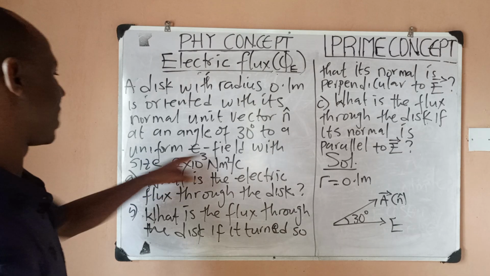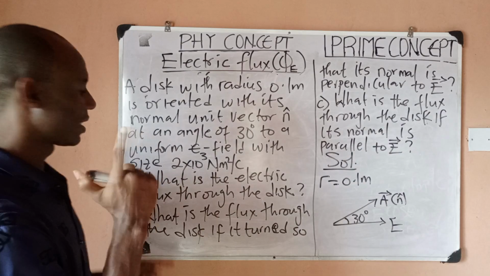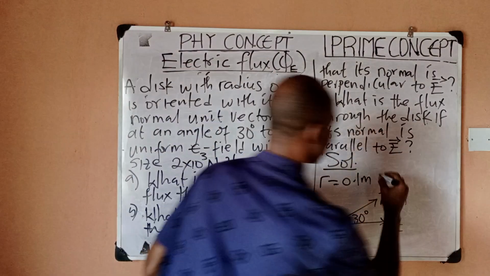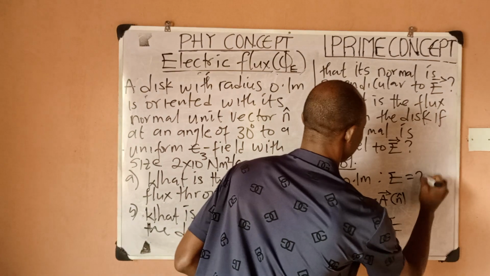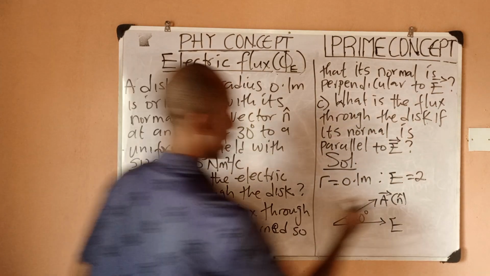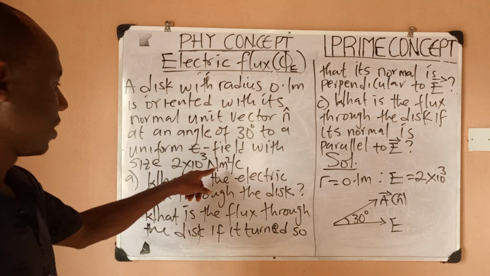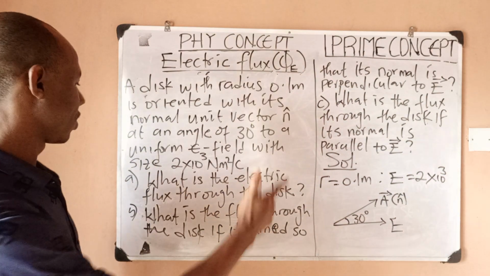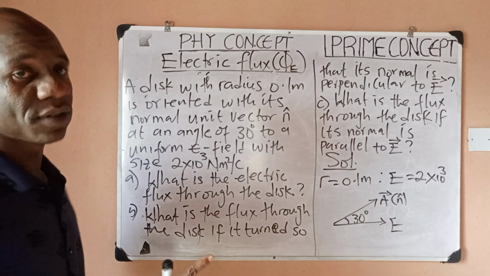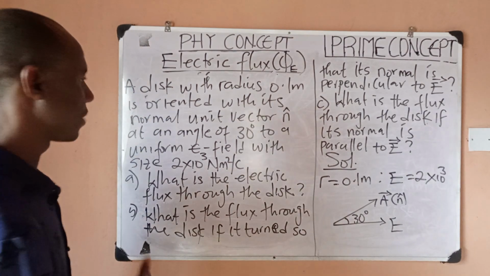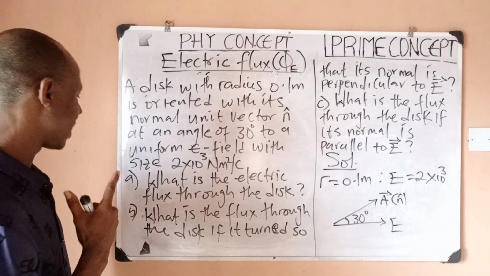Now, to a uniform electric field with size. So the size of the electric field, E, is 2 times 10 to the power 3 in the SI unit, Newton meter square per coulomb. And this is what we have. So we have 3 parts of this question. I will draw up so I can solve them one after the other. So try to get the concept.